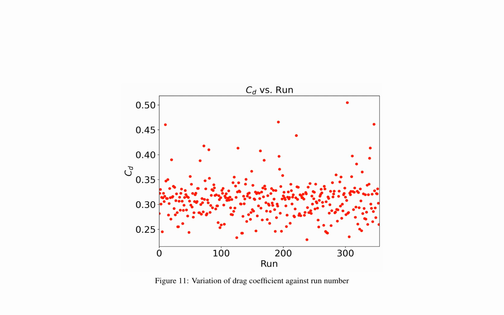The experimental results of the drag and lift coefficients variation against the run number are presented in Figure 11 and Figure 12.